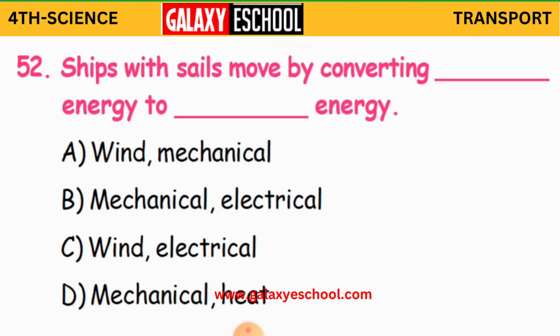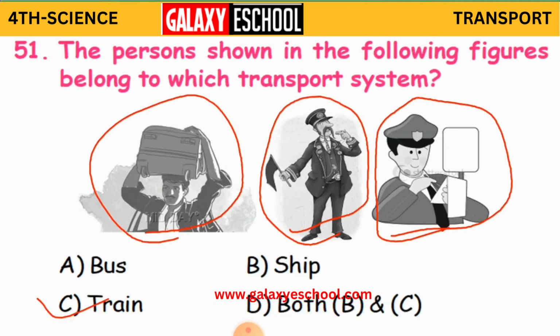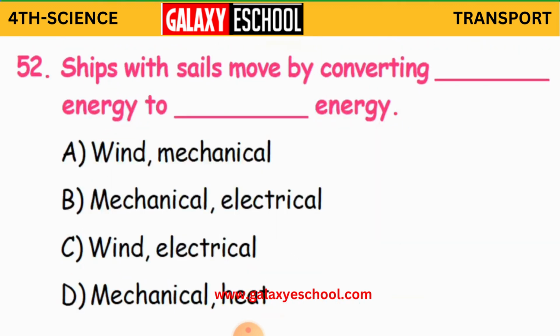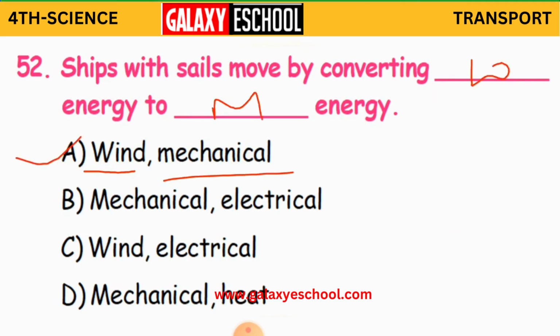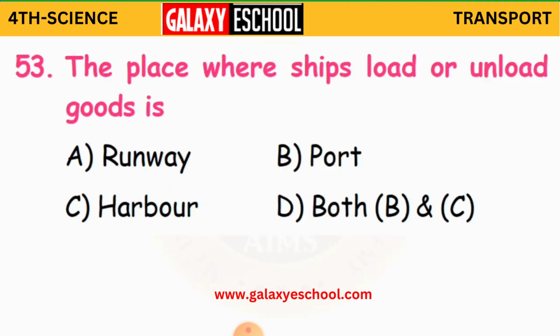52nd question. Ships with sails move by converting dash energy to dash energy. So ships are able to move. How are they able to move? By converting dash energy to dash energy. And the first option, by converting the wind energy to mechanical energy. Okay, wind energy to mechanical energy. This is the correct option. Clear, children? Now, 53rd question.